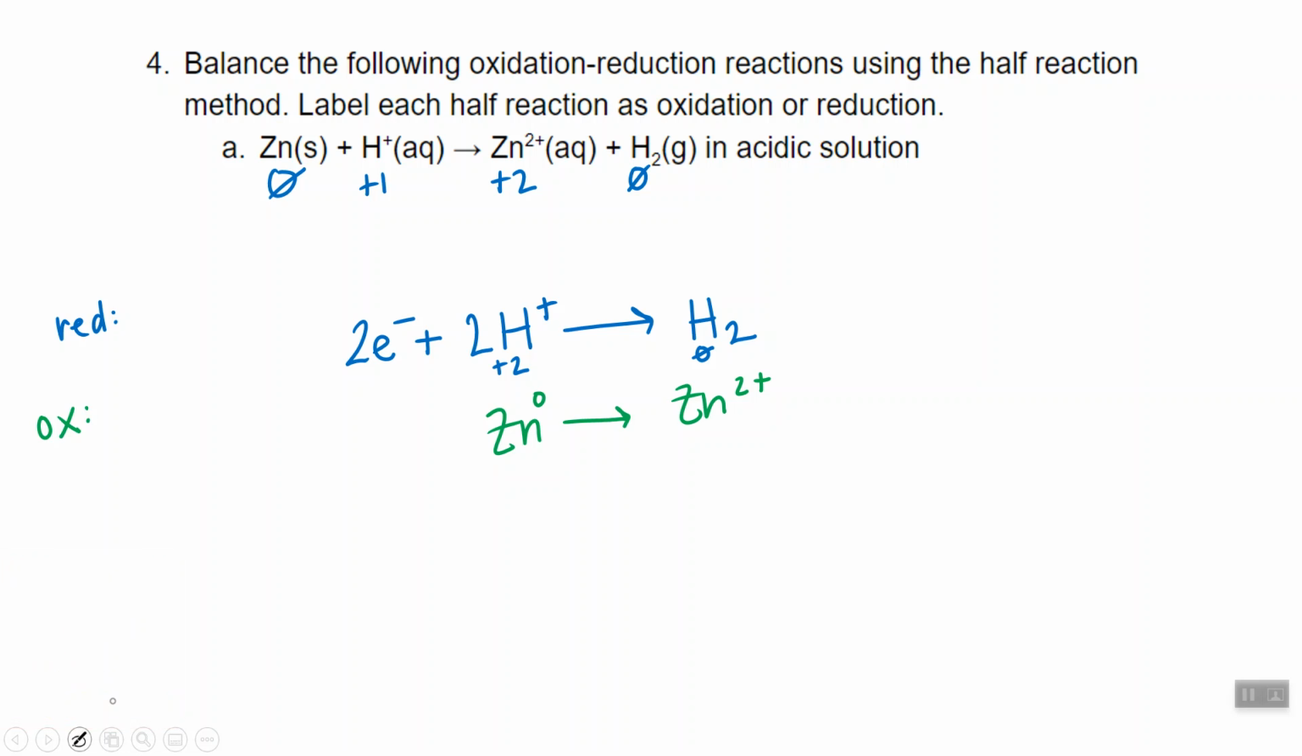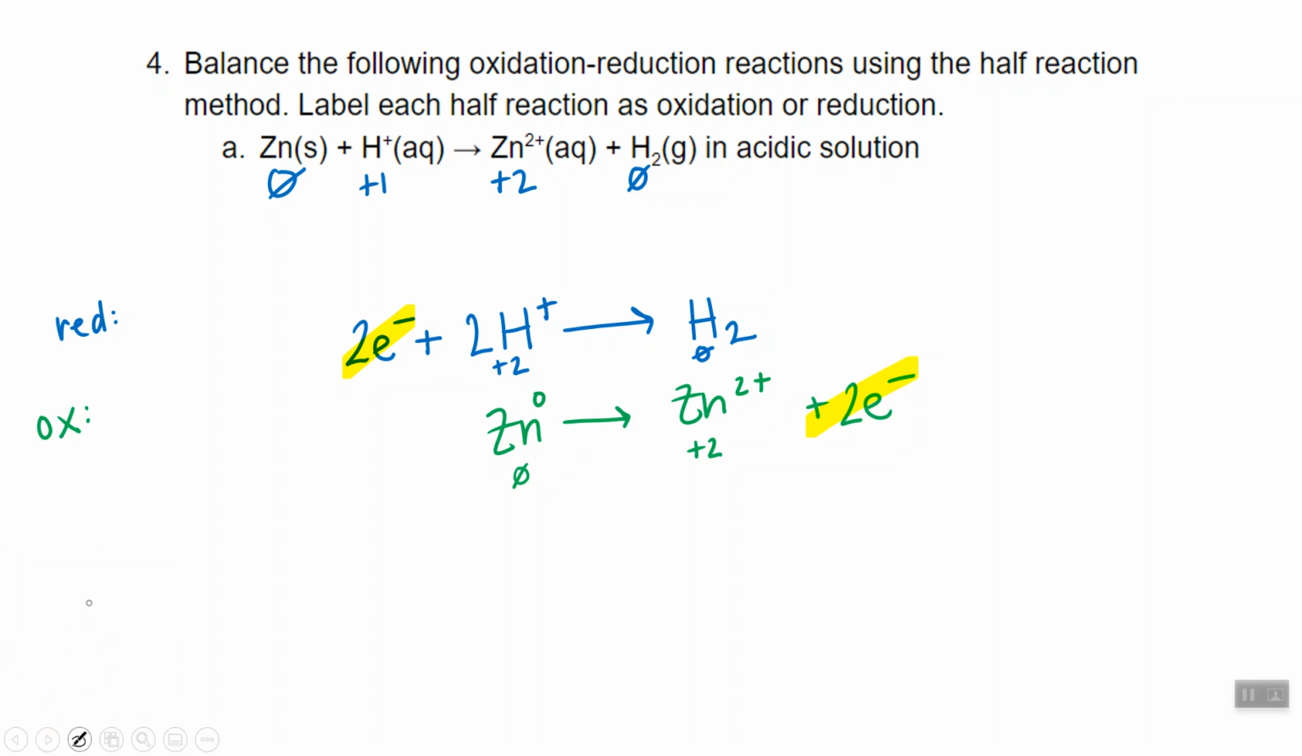For zinc, my charge on this side is 0, and my charge on this side is +2. So I'm going to need 2 electrons here. So we want to make sure that the number of electrons that are produced during oxidation is the same as the ones that are consumed during reduction. So we've got 2 and 2 already here, so we're good there. And now I just need to combine these equations together. So I want to cancel out things that are the same on both sides. So my electrons will cancel.